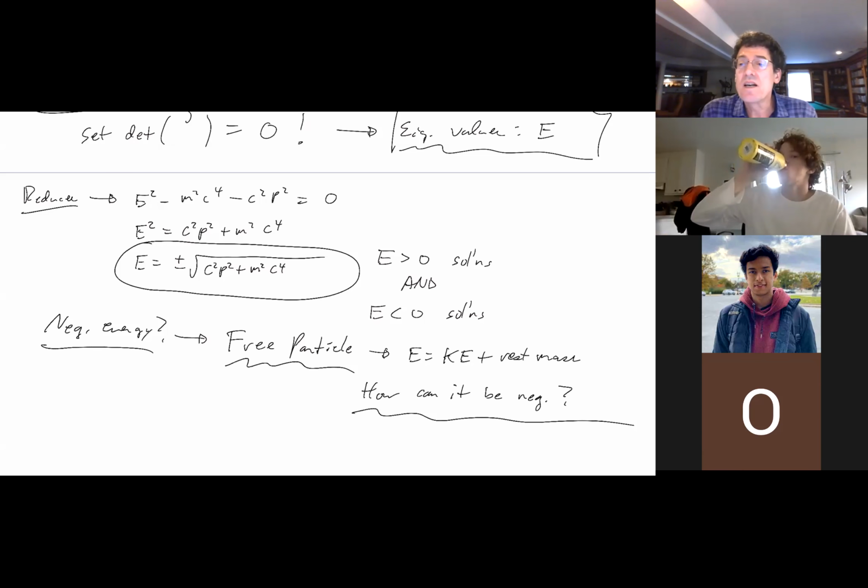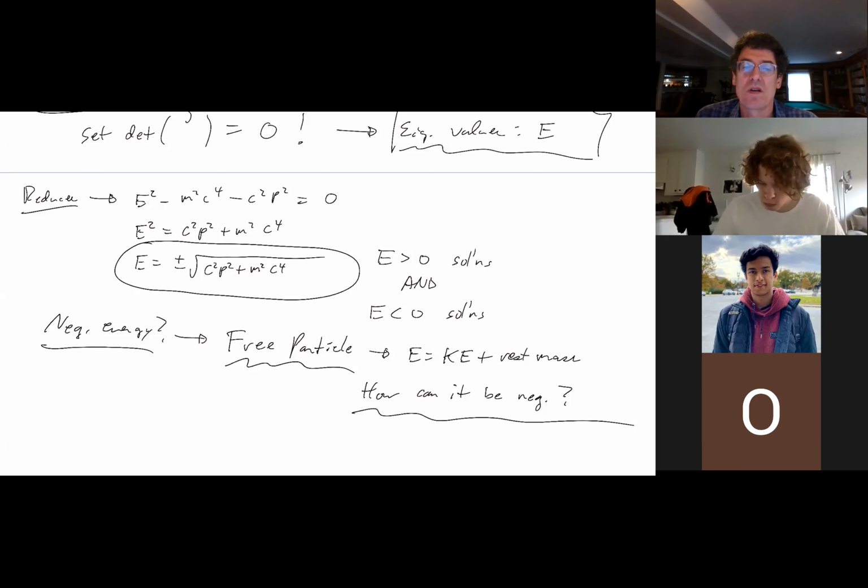Professor, I don't see how this falls out of the Dirac equation though, because this is what we started with. This is the assumption we plugged into the Dirac equation.